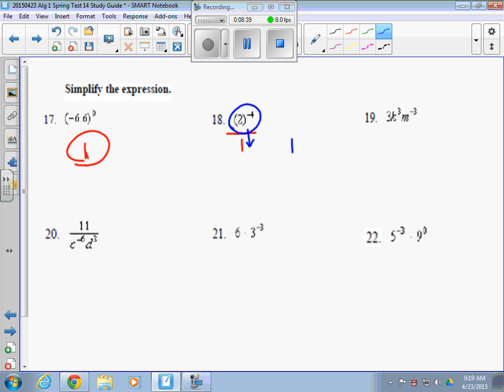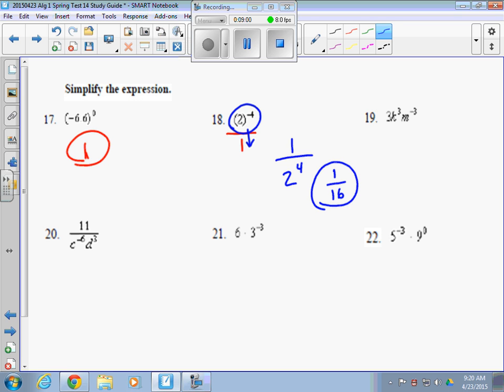So you're left with 1 at the top over 2, and since it rode the elevator, it becomes 2 to the positive 4th. We know that's 2 times itself 4 times. 2 times 2 is 4, times 2 is 8, times 2 is 16. We're left with 1 over 16.